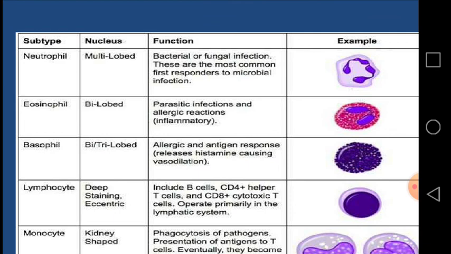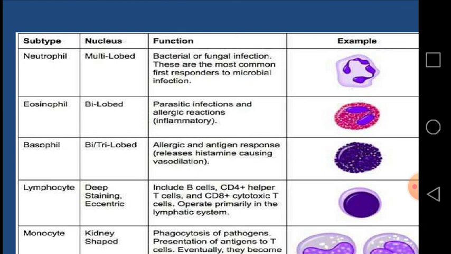Eosinophils have bilobed nuclei. Parasitic infections are controlled by eosinophils and allergic reactions. Basophils may have bi- or trilobed nuclei, and their function is to control the allergic reactions. They control the release of histamine, causing the vasodilation.